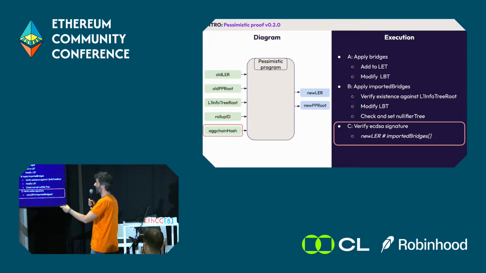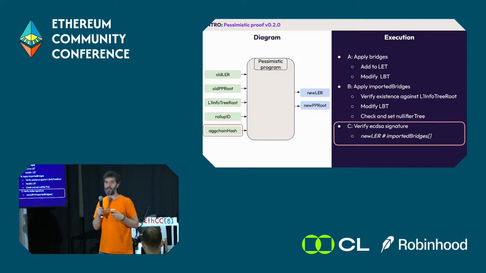You have an initial state, which is defined by the trees that I showed before. Those trees are the local exit tree, the local balance tree, and the nullifier tree. And then you apply some transactions. Those transactions, in the context of the pessimistic proof, are basically the bridges and the imported bridges I explained before. And then you will get a new state of the pessimistic proof. Okay, let's see what the circuit does.